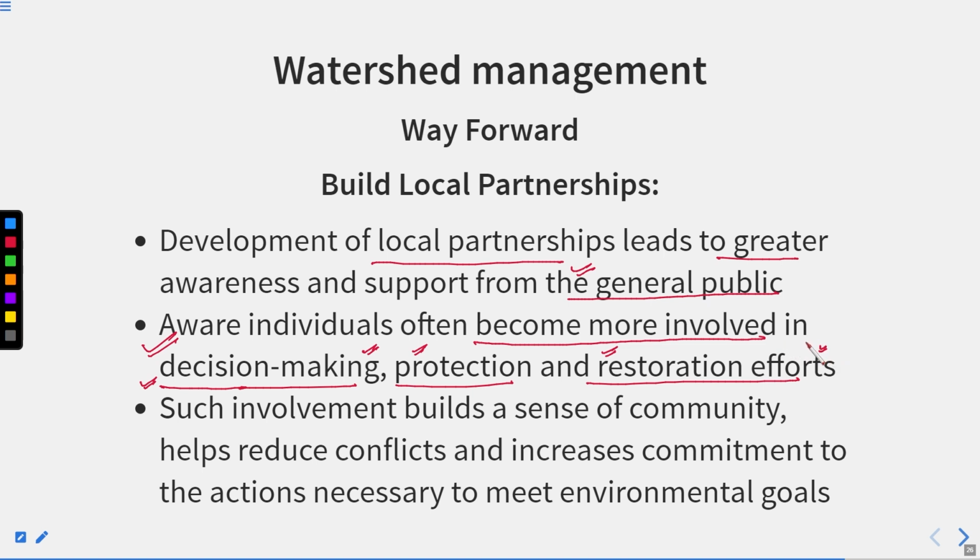Such involvement builds a sense of community, helps reduce conflicts, and increases the commitment to the action necessary to meet the environmental goals. So if all these people unite together, then there will obviously be fewer conflicts between them, and all these communities will take the actions necessary to meet the environmental goals. So this is all about this session.